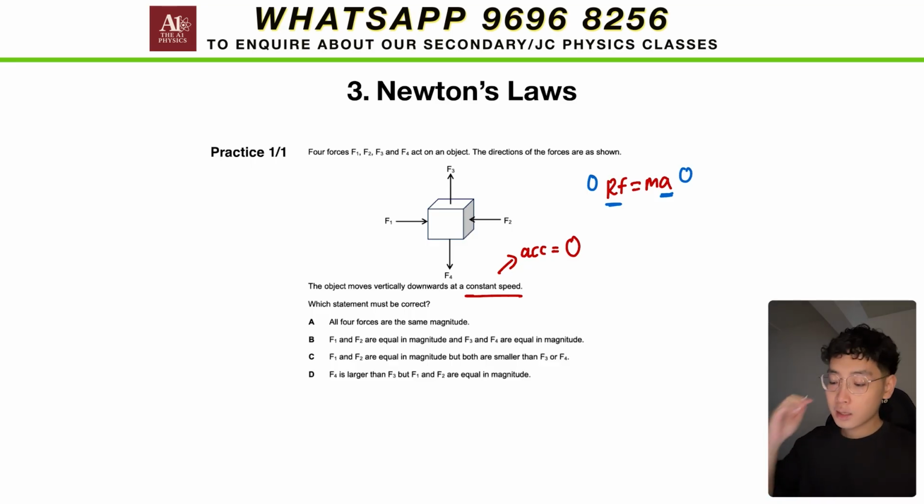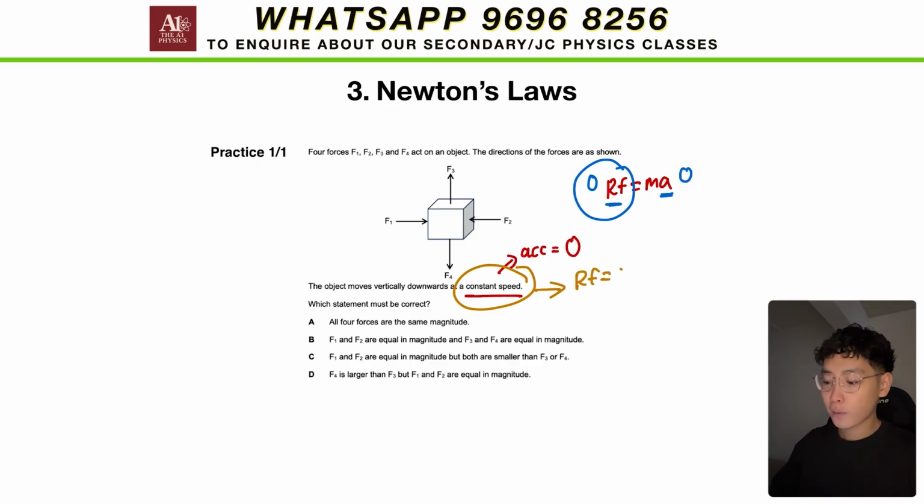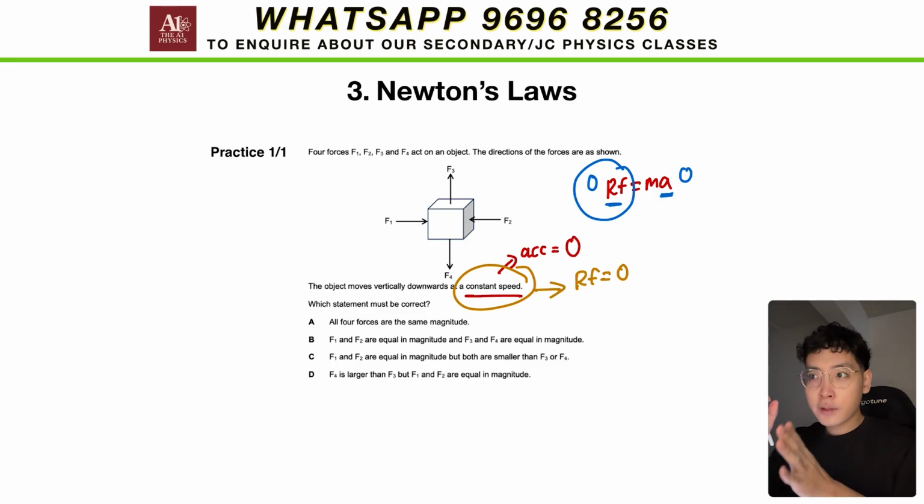So in other words, there is zero resultant force acting on the object because it moves at a constant speed. Whenever you see the words constant speed, you need to automatically link to the idea that the resultant force acting on the object is zero. Now here's the part that many students get confused. If the resultant force is zero, why is the object still moving downwards? Why can the object still move even if the resultant force is zero?